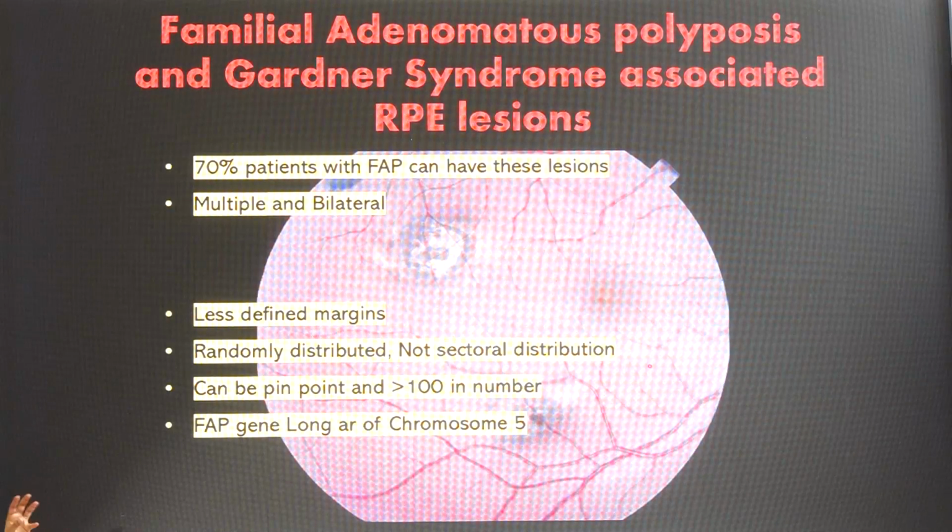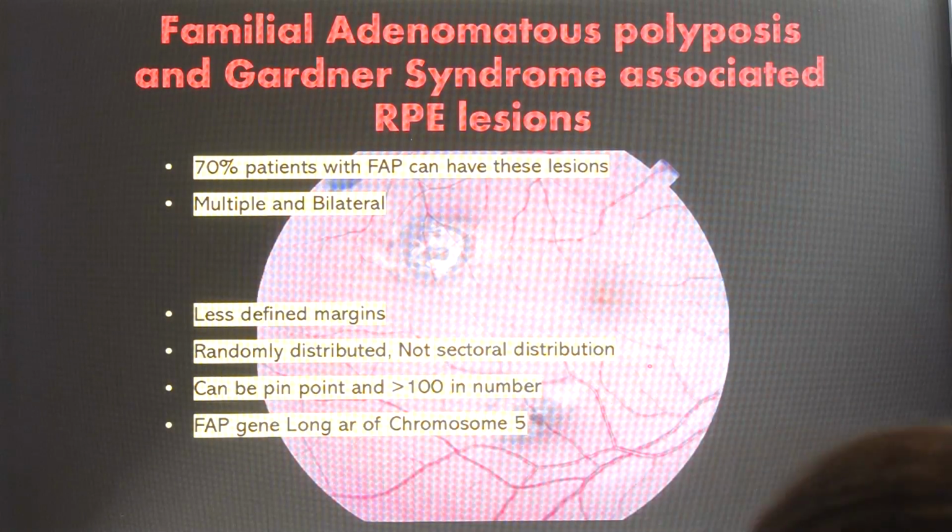How they differ from the classical CHRPEs: they have less defined margins. They are randomly distributed, not sectoral in distribution. They can be pinpoint to more than 100 in number. So this condition has a strong association with FAP, an autosomal dominant condition in which 100% of the patients can develop colon cancer. So including the patient, the entire family needs to undergo routine colonoscopy to rule out any presence of polyps in their intestines.